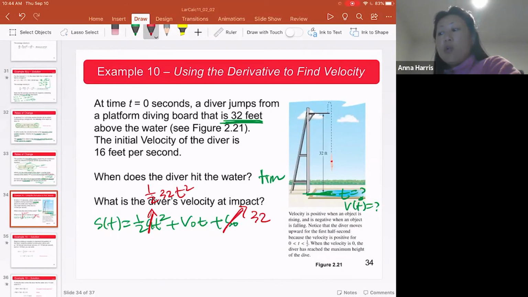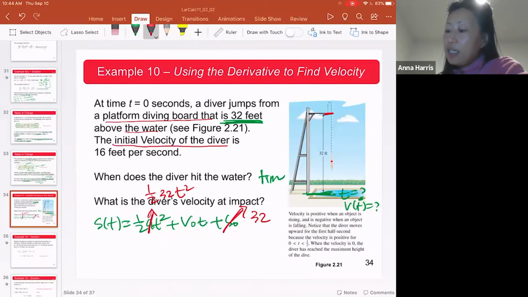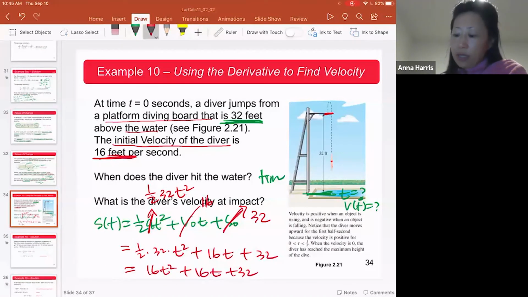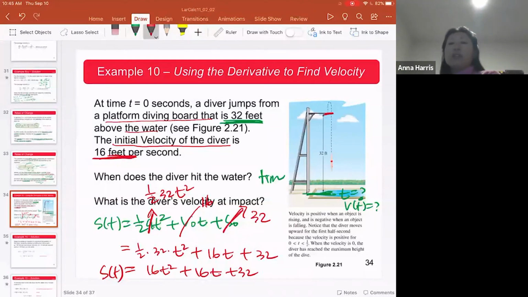Okay, and what is my velocity right here? Initial velocity, they told you the diver jumps from the platform diving board 32 feet above the water. Initial velocity is what? 16 feet per second. So I also know what this is. That's 16. So I got it all then. I have negative 1/2 times 32 times t squared plus 16t plus 32, or I can rewrite it as negative 16t squared plus 16t plus 32. That's my position function.